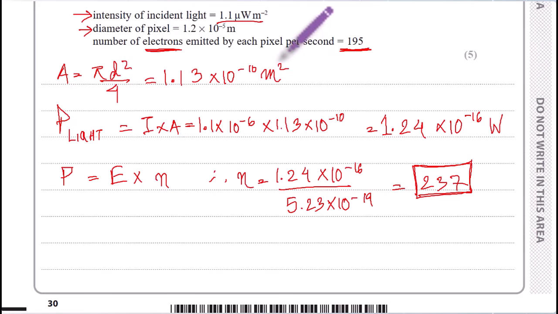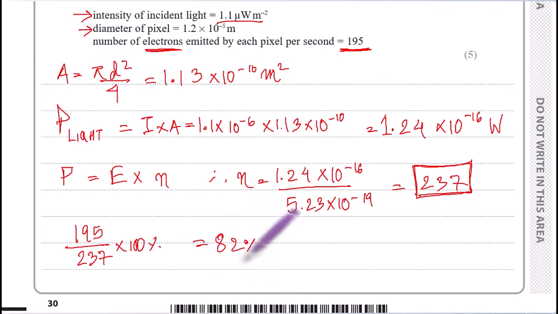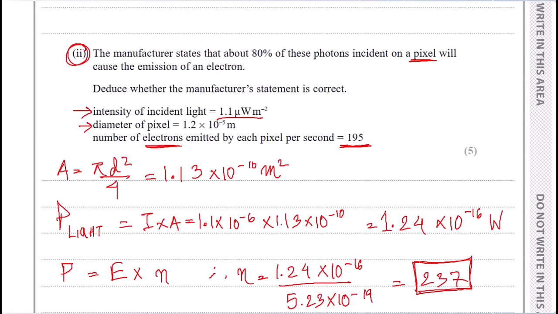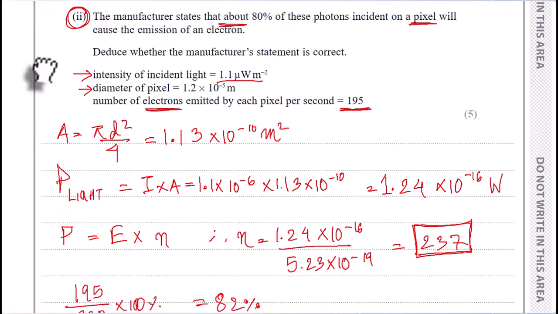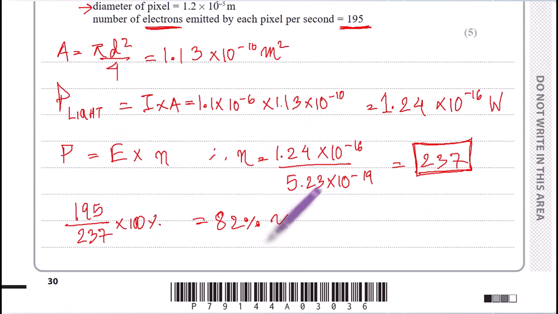So you need to check what percentage of photons causes photoelectric emission. So 195 divided by 237 times 100% gives you 82%. And the claim was about 80%. It says about, so 82% is approximately equal to 80%. So the claim is correct.